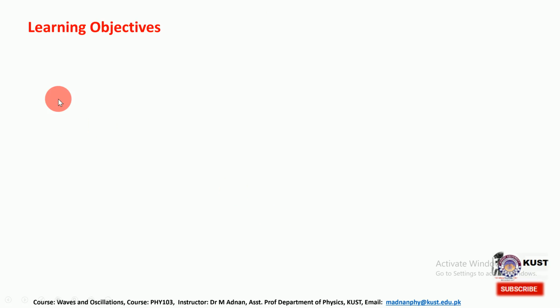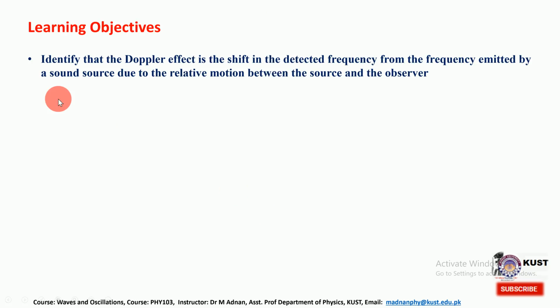First, I will give the learning objectives. At the end of this lecture, the student will identify that the Doppler effect is the shift in the detected frequency from the frequency emitted by a source due to the relative motion between the source and the observer.